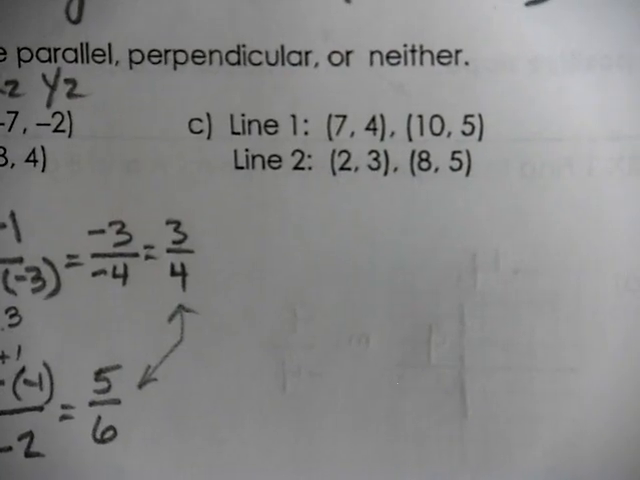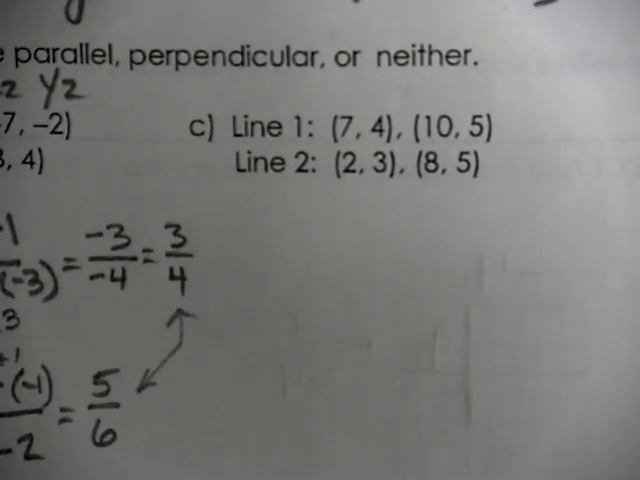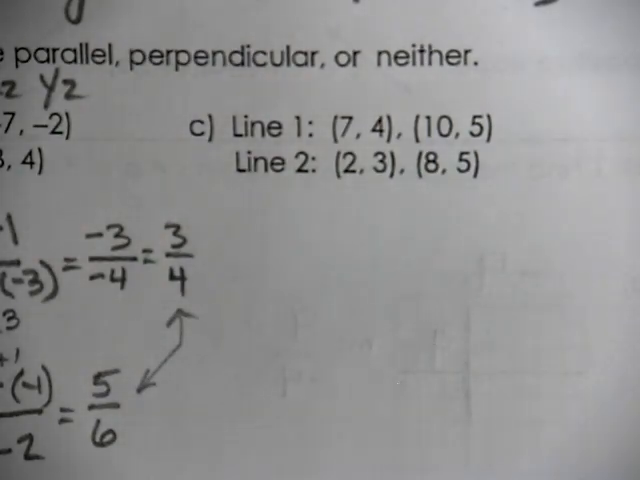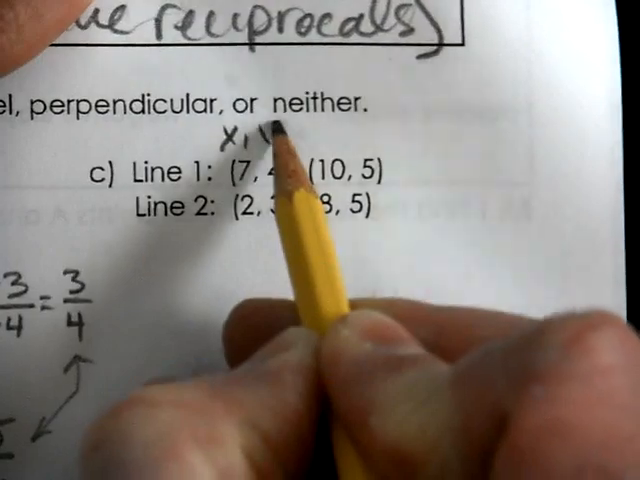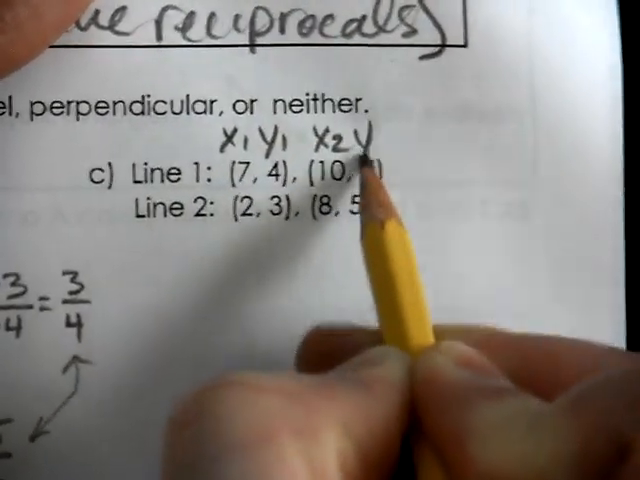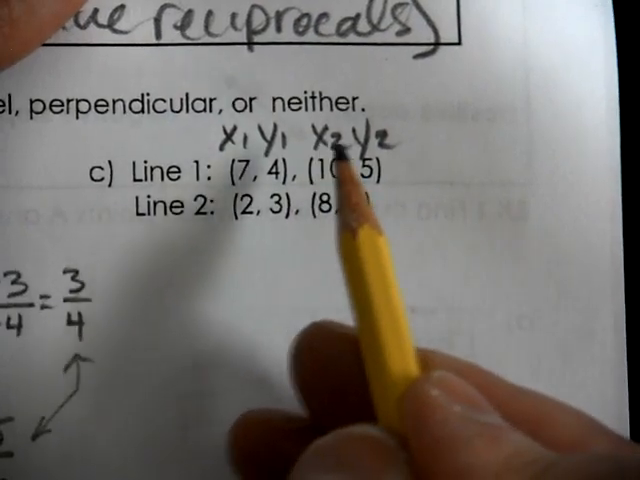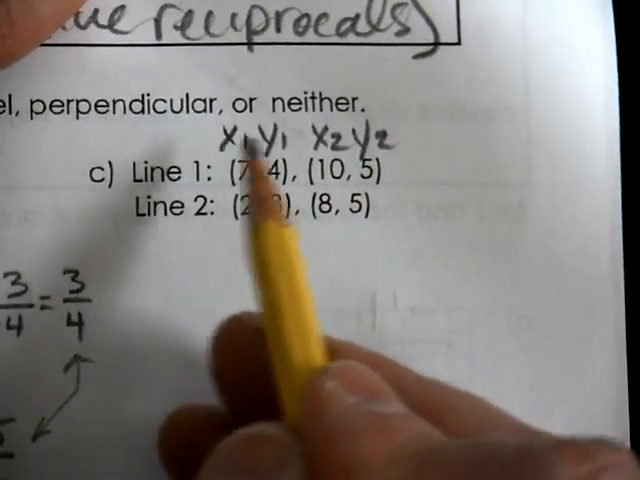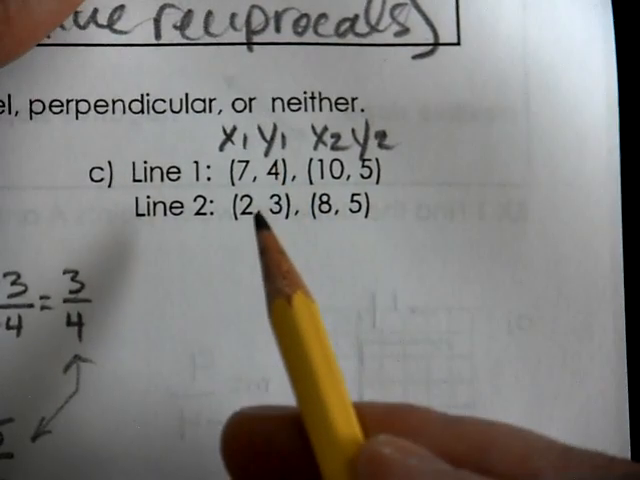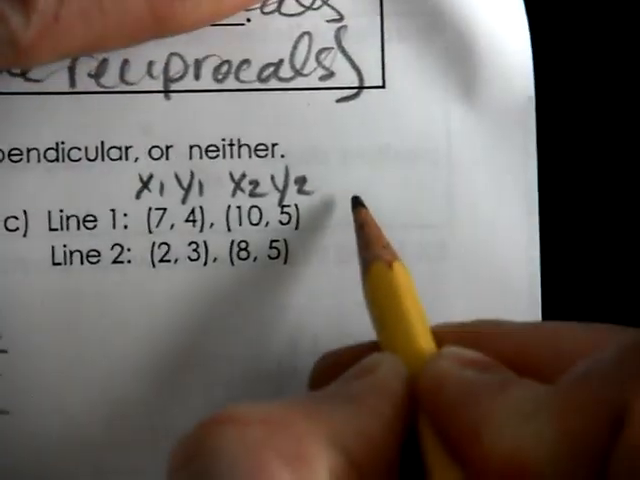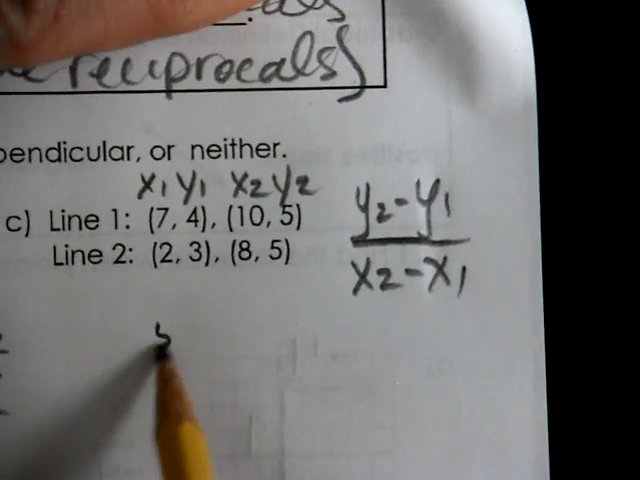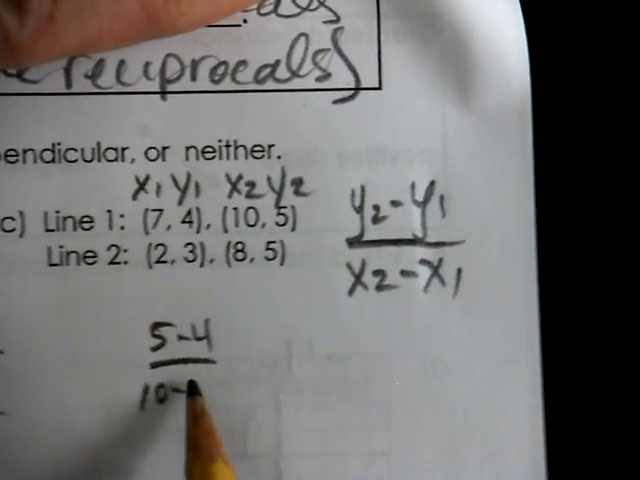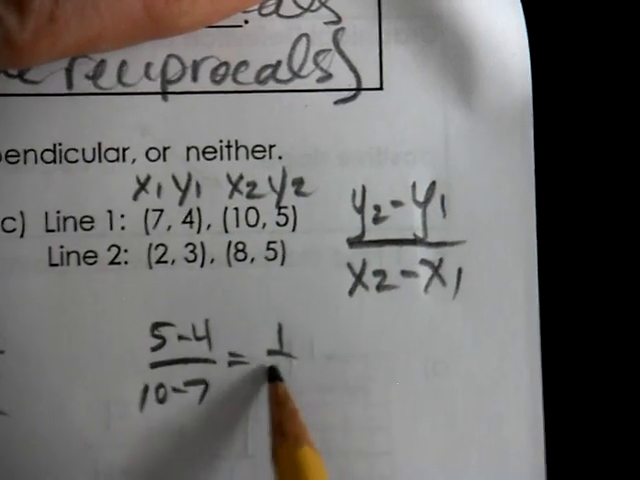Then our last one. You go ahead, pause the video, and calculate this one, and then come back and we'll walk you through it. So we label our first point x1, y1, and our second point x2, y2. It doesn't matter which is which, but the 2's have to be together and the 1's have to be together. Remember, our formula is y2 minus y1 over x2 minus x1. 5 minus 4 over 10 minus 7 gives us 1 over 3.